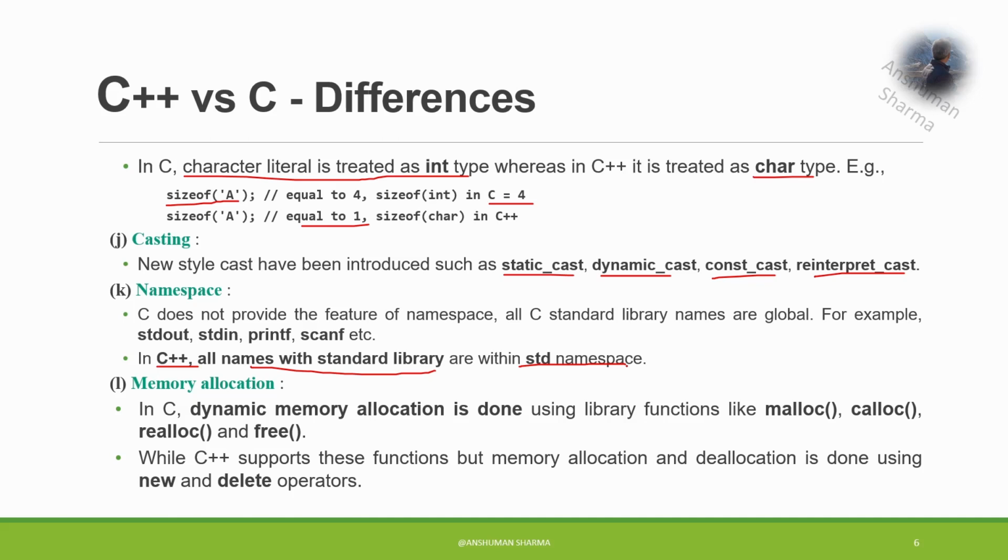Then memory allocation. In C, dynamic memory allocation is done using library functions malloc, calloc, realloc, and free. So you have to make use of these specific functions. But in C++, we have two new operators, new and delete, that help to perform this task. So no doubt both have this functionality, but in different ways. In C++ it is done with new and delete operators, and in C you would use malloc, calloc, realloc, and free functions.